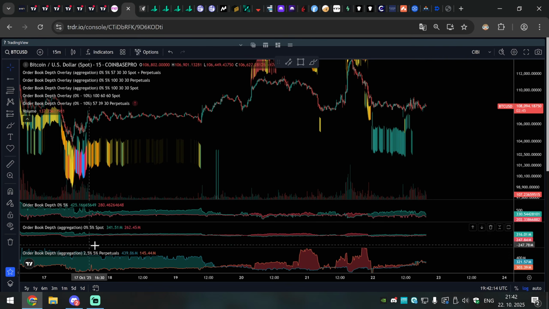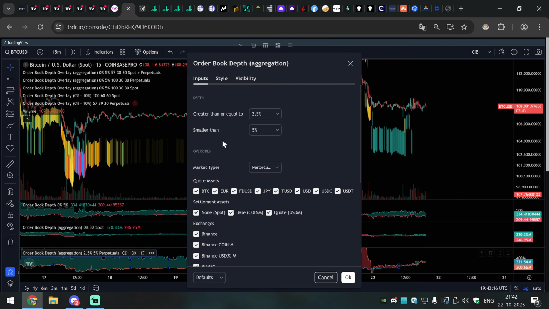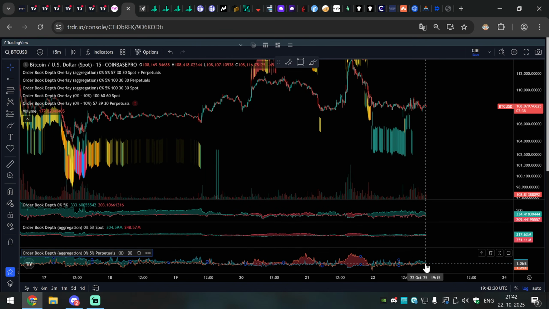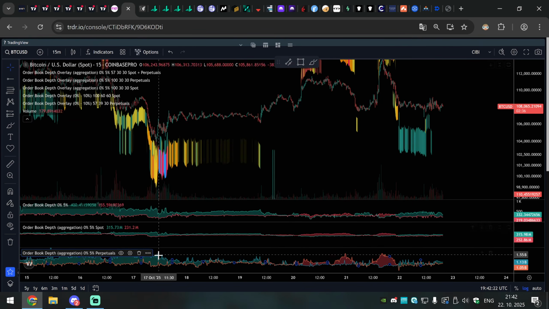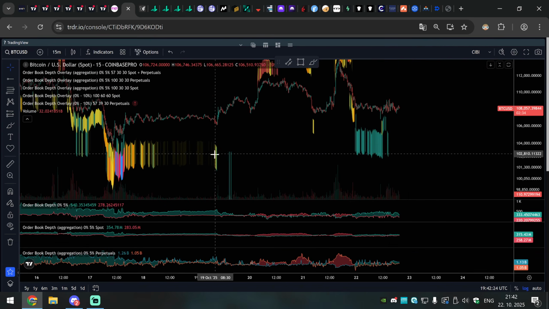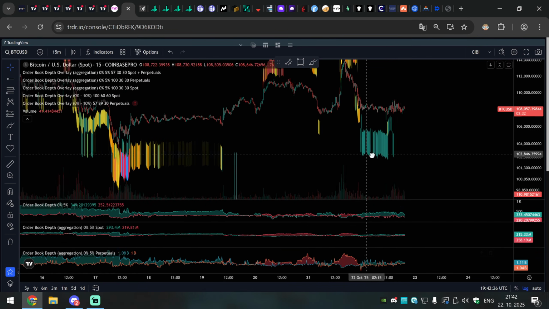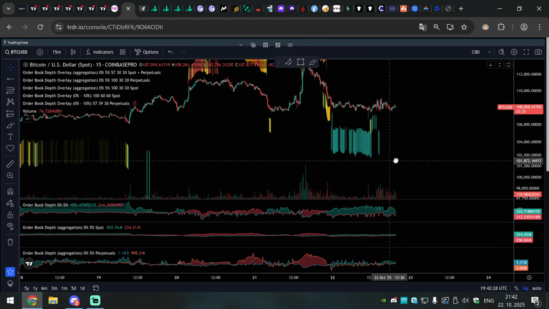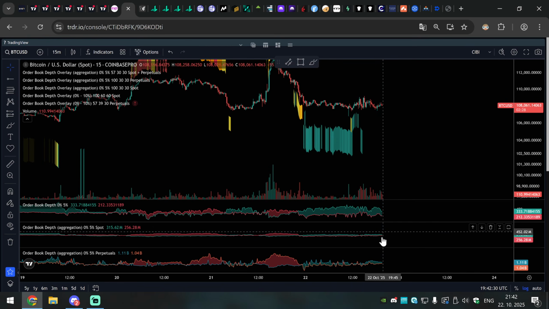Let me see how it's looking on 0 to 5. Yeah, also positive, but still not crazy thresholds, not as strong as here. So perpetuals are pretty neutral, and even spot is pretty neutral here.